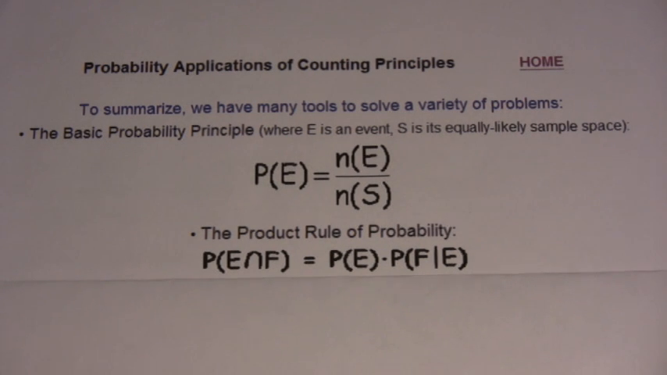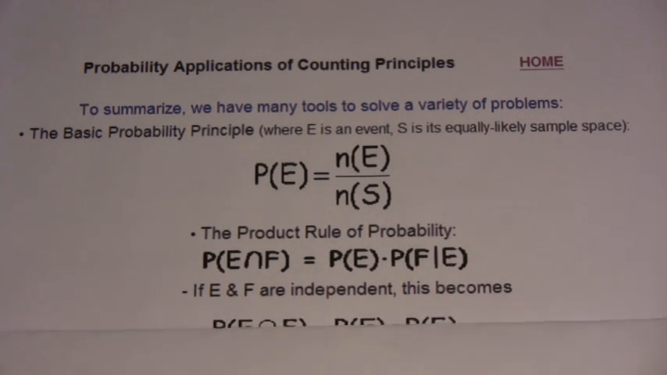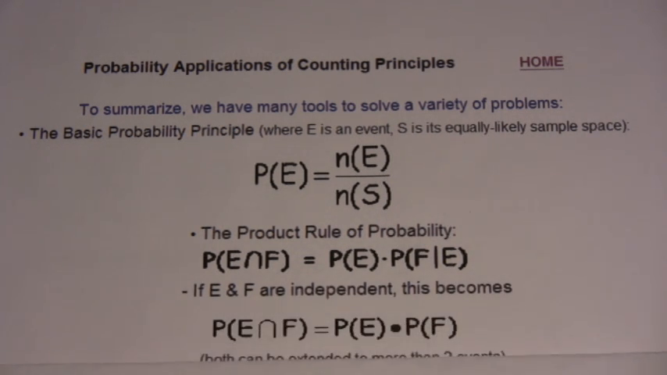The product rule for probability says the probability of the intersection of two events is given by the probability of one of the events times the probability of the second event given the occurrence of the first event. And if those two events are independent, then you can drop the conditional part and simply get that the probability of E intersect F is the probability of E times the probability of F. Again, things you already know. You can extend this, of course, to more than two events, although I'm not doing it here.